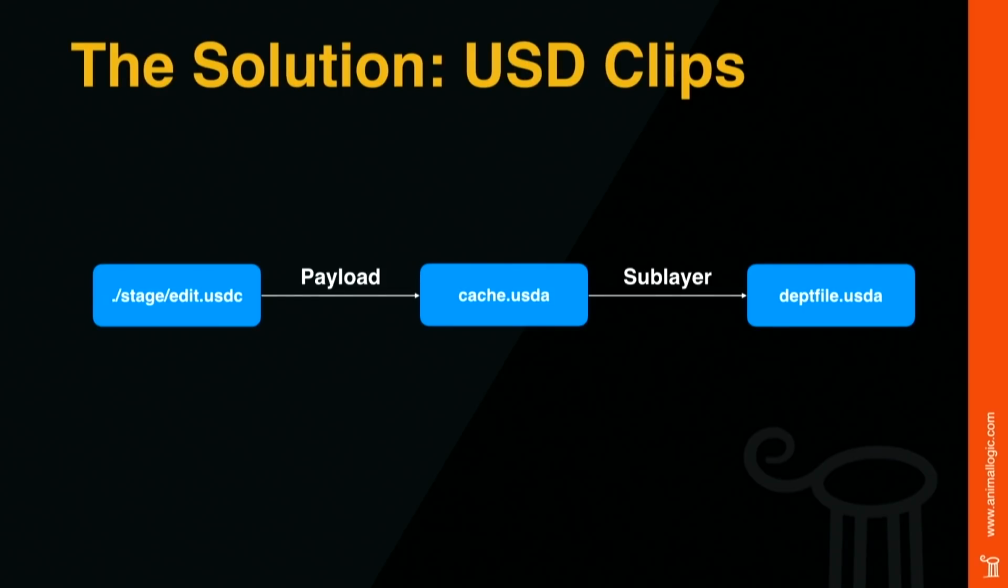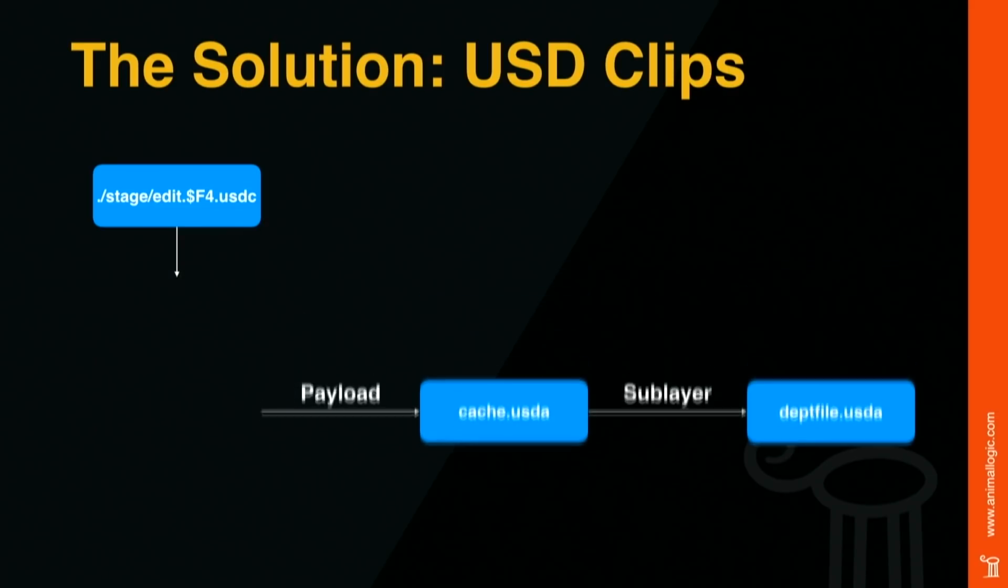So the solution is something called USD clips. Now USD, again, Pixar being the smart guys that they are, already kind of have us covered here. USD clips does exactly that. It allows you to specify per frame files that you can then plug into the rest of the data.